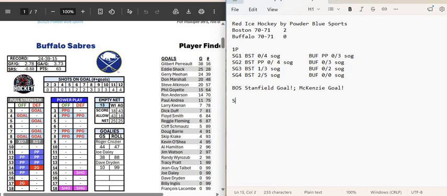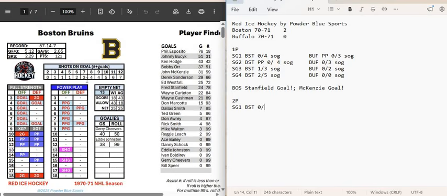Here we go, second period. Second period, segment 1. Boston. Here we go, Boston winning 2-0. Stanfield with a first period goal. McKenzie with a first period goal. We're going to look at defense. The Sabres again, 8, 9, 10 is no goal. So Boston, 0. Shots on goal for Boston. We're looking at number 7, 3 shots on goal.